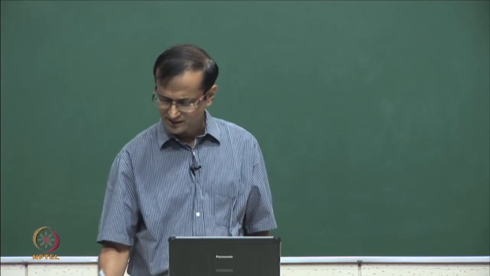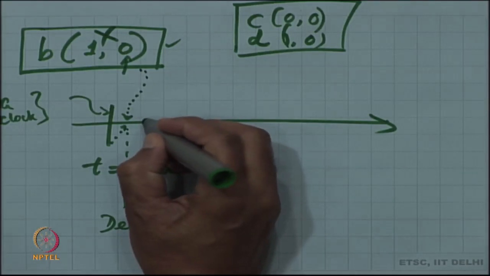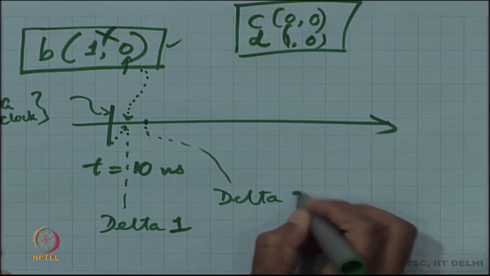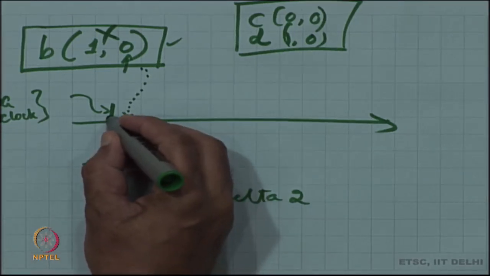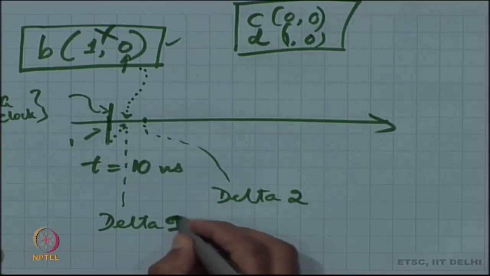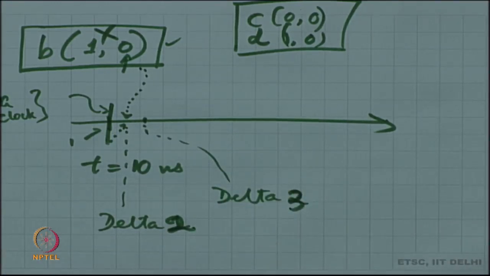So, then we say that we are done with the first delta, we move to the next delta. So, that is my delta 2. So, I move to the next delta. Actually, the way I wrote this up, you can think of maybe this as the first delta, this is the second delta, and that is my third delta, right.